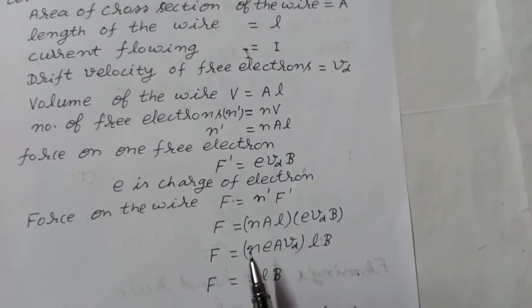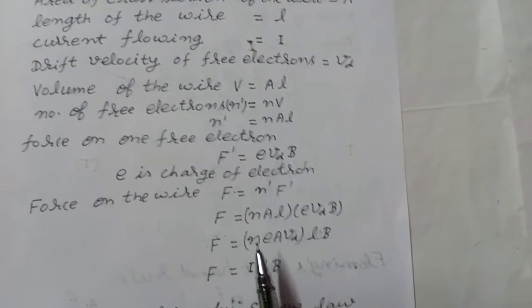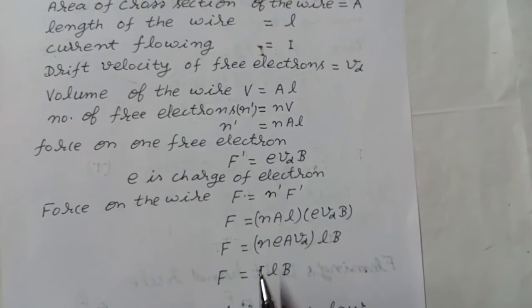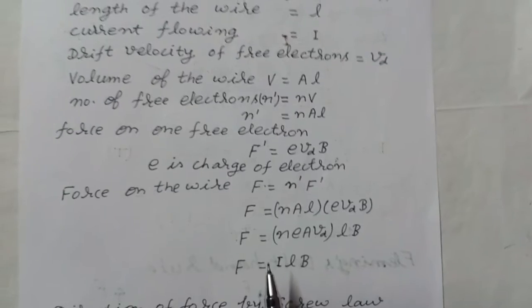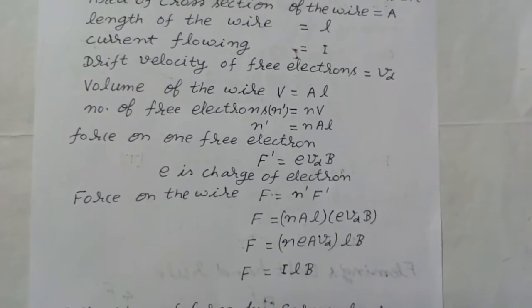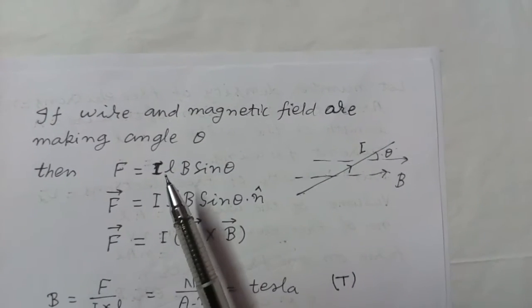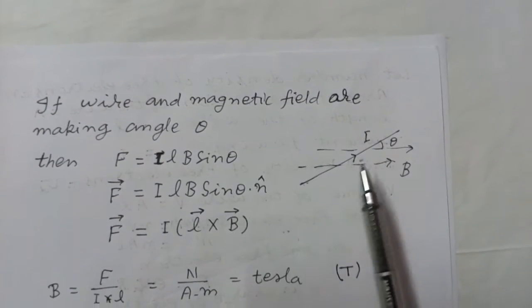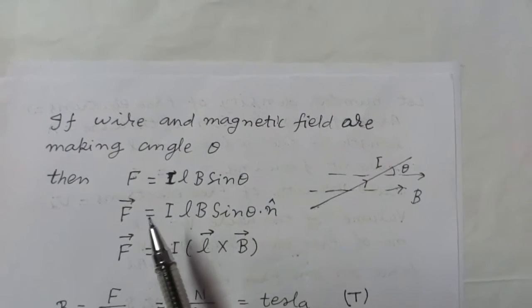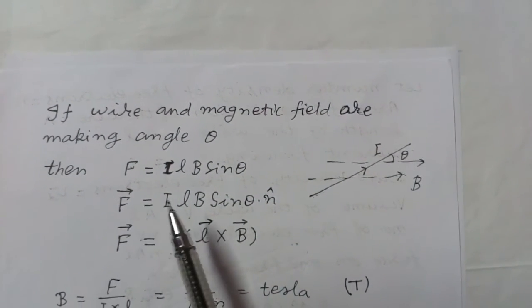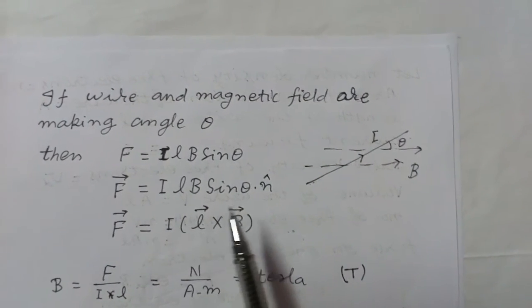Arrange the terms, so F is equal to neAVd into LB. Now we know that nAeVd is current. This is the relation between drift velocity and current, so F is equal to ILB. Now if wire and magnetic field are making an angle theta with each other, then F is equal to ILB sin theta. In vector form we may write it F is equal to ILB sin theta into n cap, which may be written as F is equal to I into L cross B.